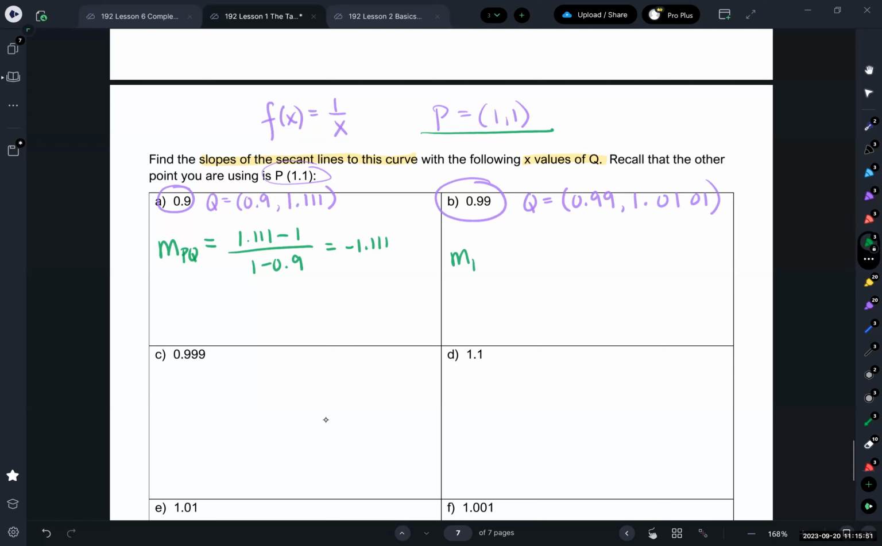And I'm going to do the same calculation. I'm now going to find the slope of the secant line through that new Q and the original P.